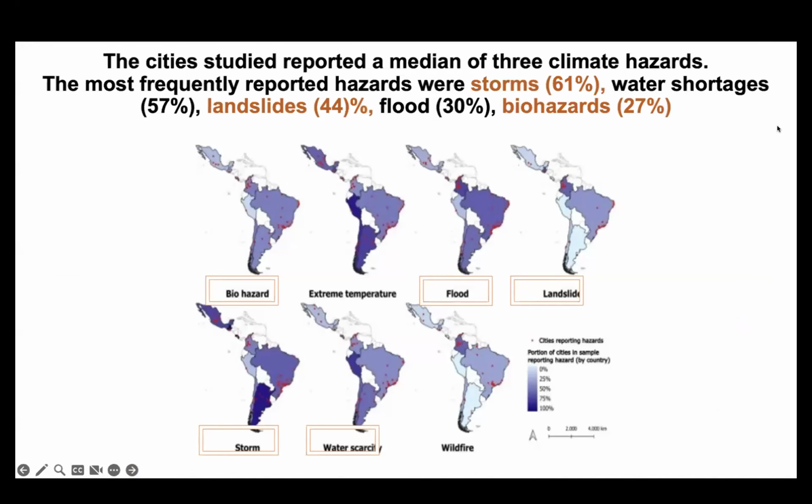And just a big overview, bringing back to our topic today. We saw that the cities studied reported a median of 3 climate hazards, which goes along with some of the reports we have globally that also show an average of 3 climate hazards reported. The top hazards were storms, water shortages, landslides, floods, and biohazards. I'm bringing all this to you, understanding that the topic here is particularly floods, because I also see all these hazards contributing to waterborne disease. You can see here the distribution and the frequency: the darker it is, the more likely the public officers who answered the survey were to report the hazard.